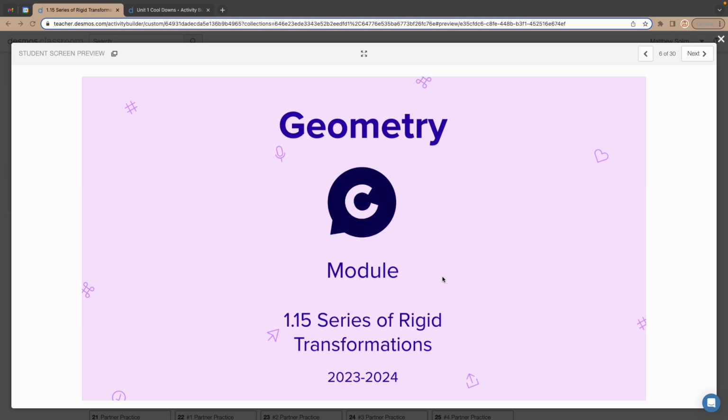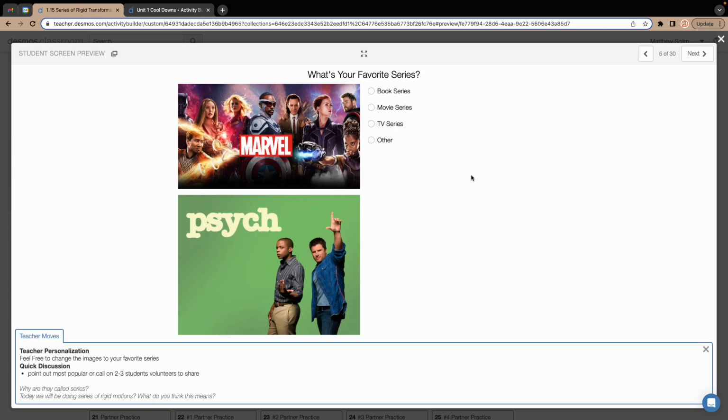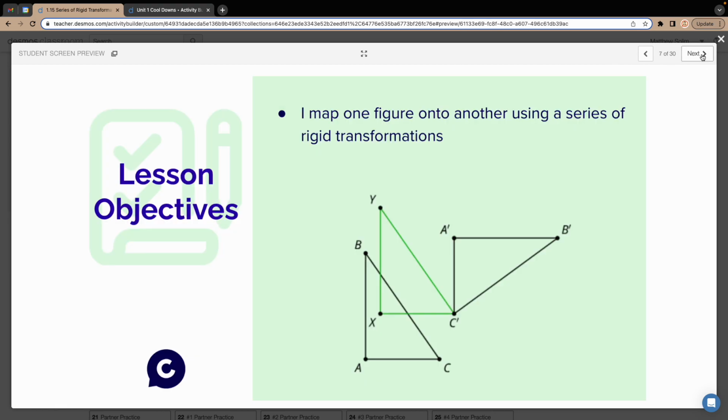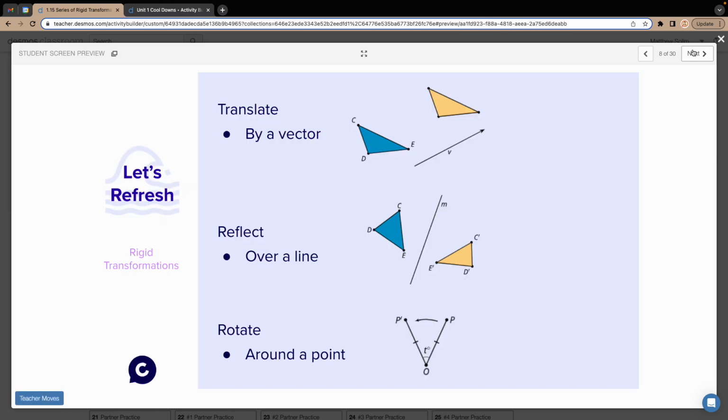A series of rigid transformations, or a sequence of rigid transformations. And just really quick, a series, like think about a movie series or a TV series, is just more than one, right? So Marvel movies, that's a series or a sequence of movies. It's more than one movie. Same with Psych, that's my favorite show. It's more than one episode, so it's a series. So a series or a sequence is more than one. So we're going to have more than one transformation happening.